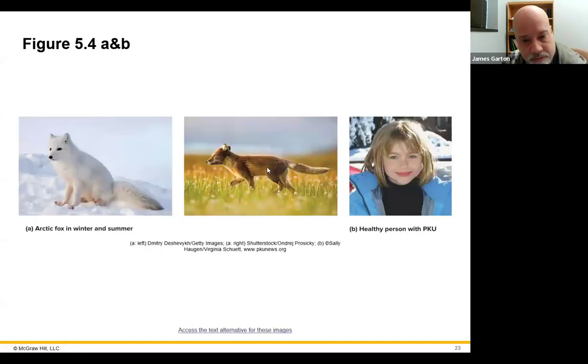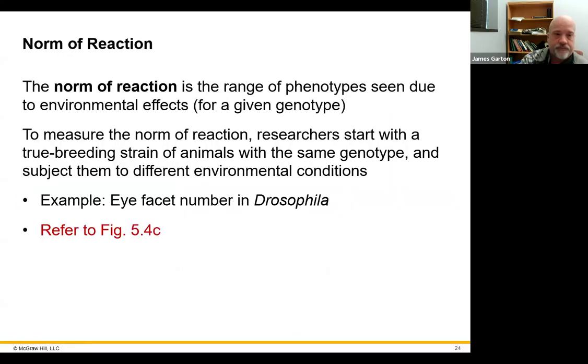And so there's the fox. Same fox. And it will just change color depending on the seasons. Someone with PKU that was tested positive at a young age and avoided phenylalanine in their diet. And so they say, norm of the reaction: the range of phenotypes seen due to environmental effects.